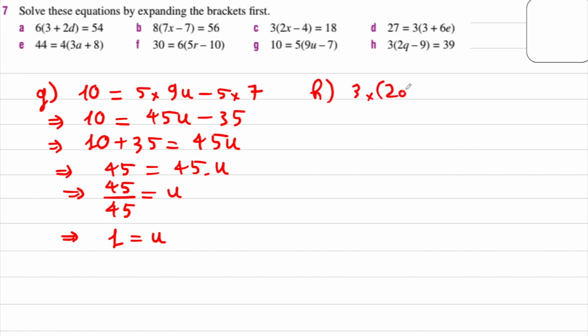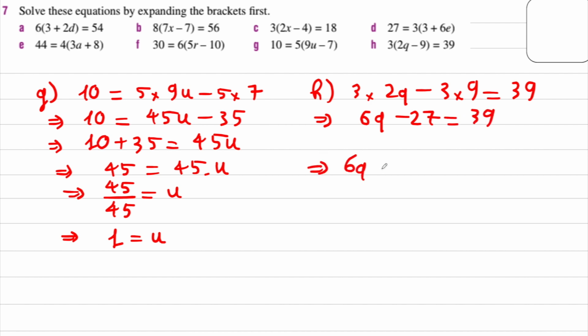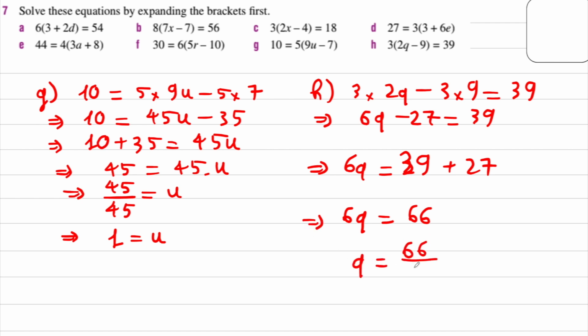Question 8. 3 times 3 2q. Oh, expand right now. Minus, of course, 3 times 9 and 39. Here is 6q minus 27. Yes, I can change position or change posing method. Plus 27 in here. 6q 66, and then we have q equal to 66 divided by 6 equal to 11. Of course, we finish this question.